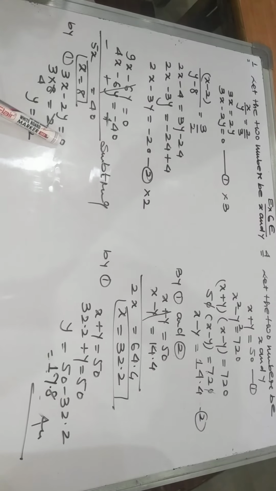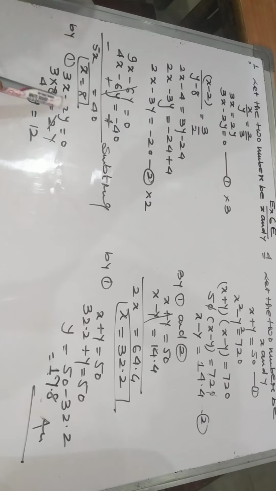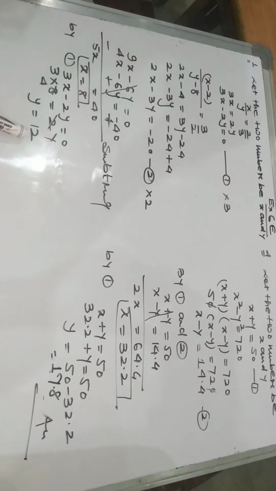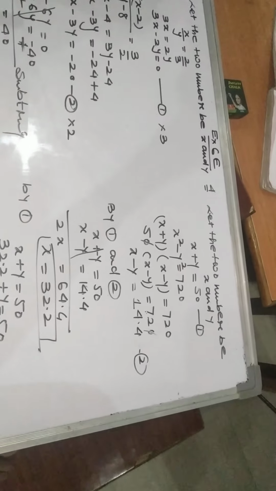For y, 3x minus 2y is equal to 0. 3 into x, the value of x is 8, is equal to 2y, transferring from the left-hand side to the right-hand side. 2y, 2 fours are 8, y is equal to 12. It is your required answer.